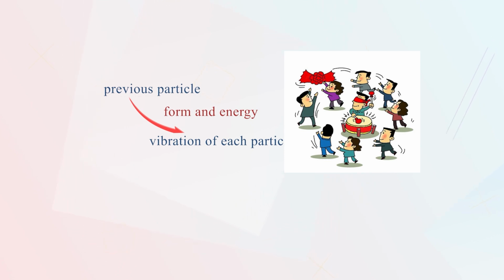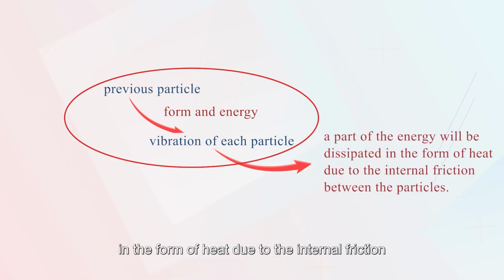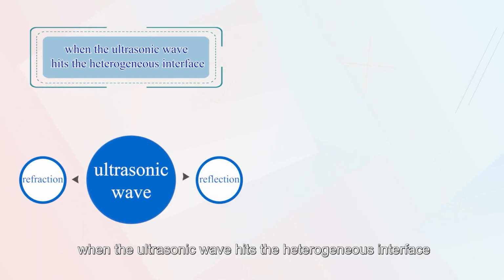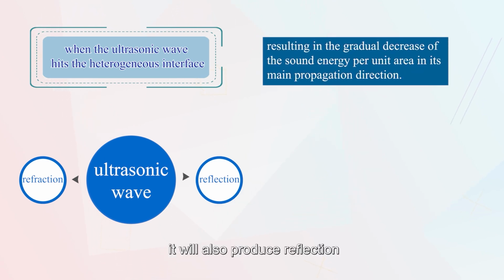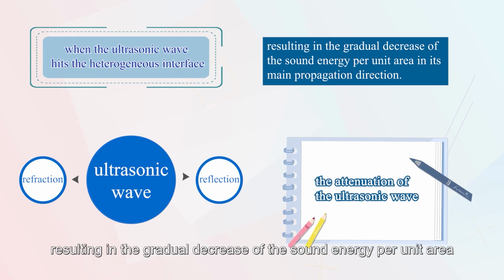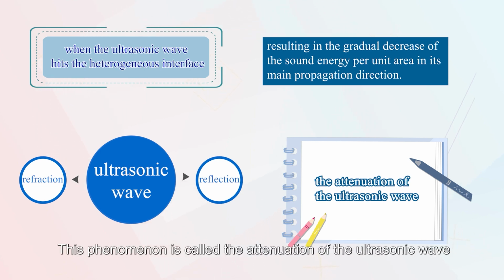During this process, a part of the energy will be dissipated in the form of heat due to the internal friction between the particles. In addition, when the ultrasonic wave hits a heterogeneous interface, it will also produce reflection, refraction, etc., resulting in a gradual decrease of the sound energy per unit area in its main propagation direction. This phenomenon is called the attenuation of the ultrasonic wave.